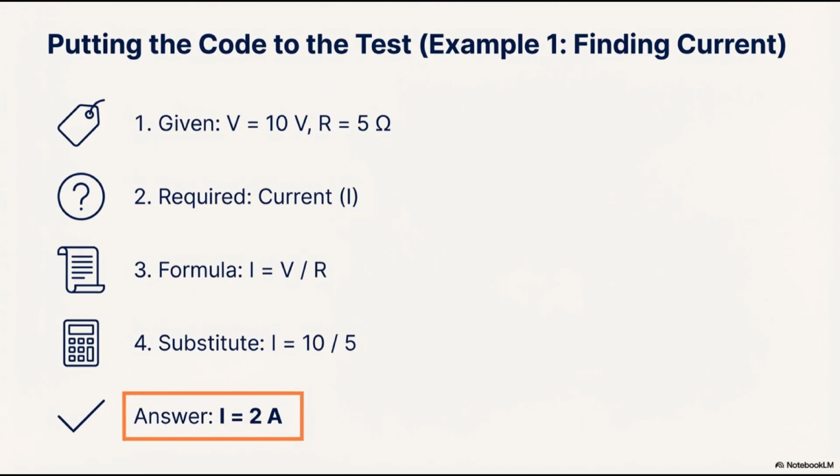Numerical example, current. Let's solve a simple numerical. Voltage is 10 volts and resistance is 5 ohms. We need to find current. Formula is I equals V upon R. So 10 divided by 5 gives 2 ampere. Very easy, right?